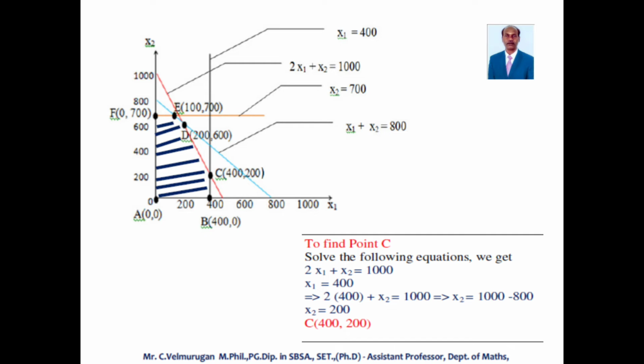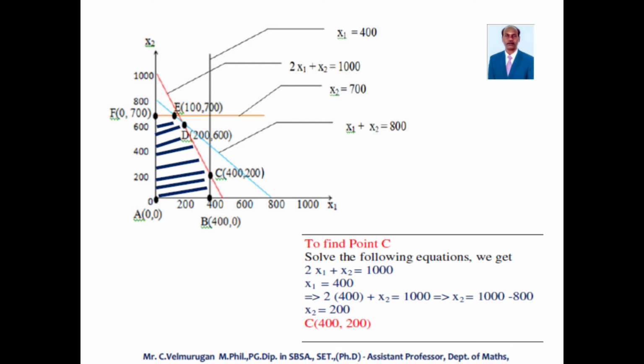So here we can directly find out the points A, B, F, but we can't find directly for points C, D, E. For finding C, D, E, we want to consider which two lines are intersecting at a particular point. Using the two equations, we can find out the x1 and x2 values. So what is A value here? 0, 0. B value is 400, 0 and F value is 0, 700.